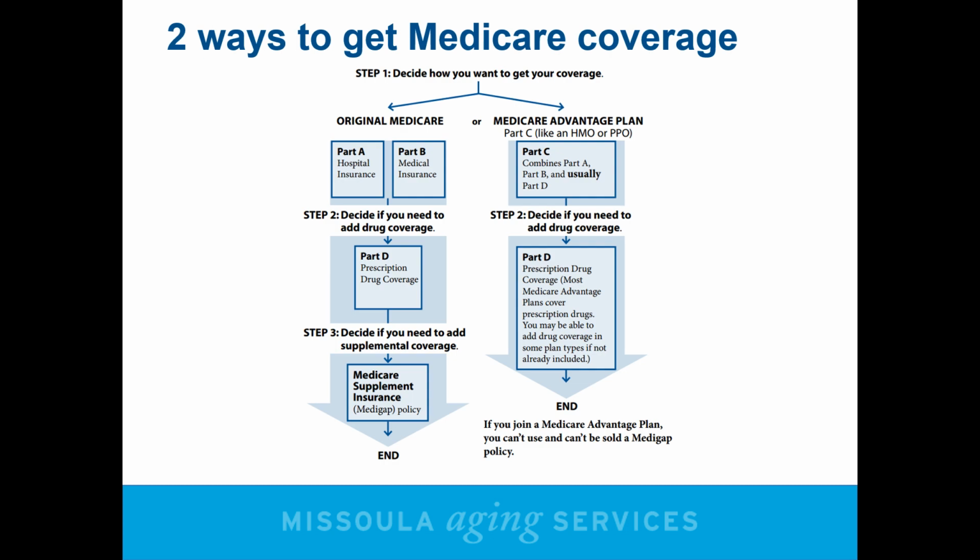Okay, this chart is really important. We put it in your binder because it's something we'll talk about over and over. There are two main ways to get Medicare coverage. One is going down the left side of this chart, where you get your original Medicare Part A and Part B. Maybe you get a prescription drug plan, Part D.